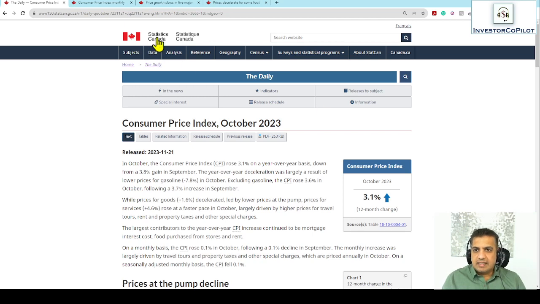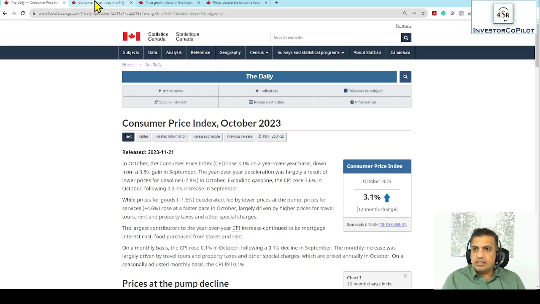Now we are on the Statistics Canada site, and on this page, the most important indicator is this card that we see on the right. It shows us the CPI, the Consumer Price Index, for the month of October 2023. Mind you, we are recording this video in December 2023. However, the information is updated only till October, so we will look at the most current information. It shows that CPI has risen by 3.1% over a 12-month period.